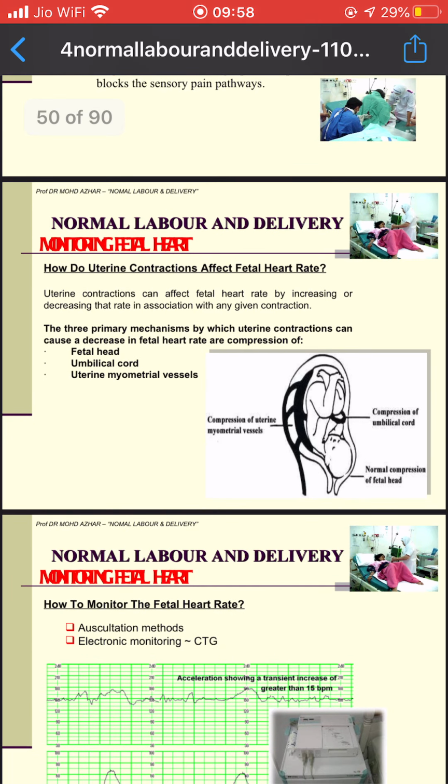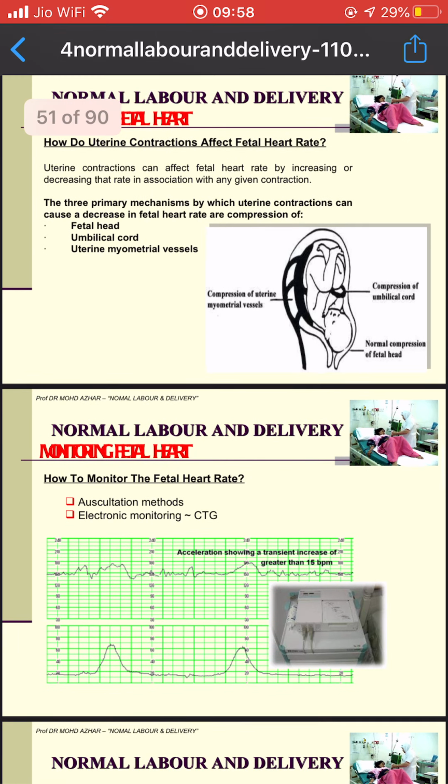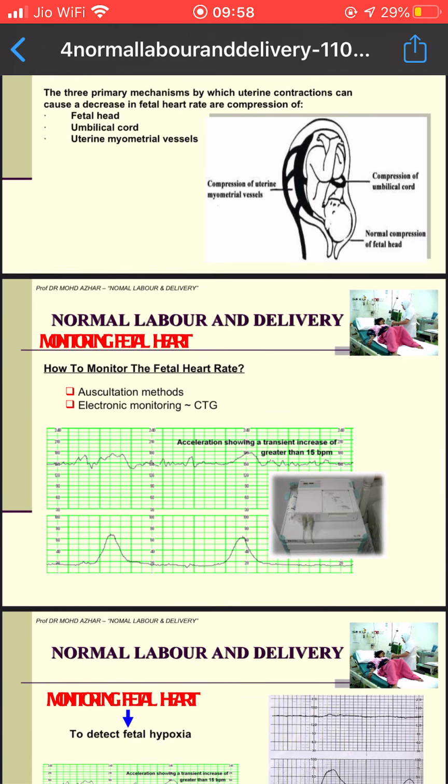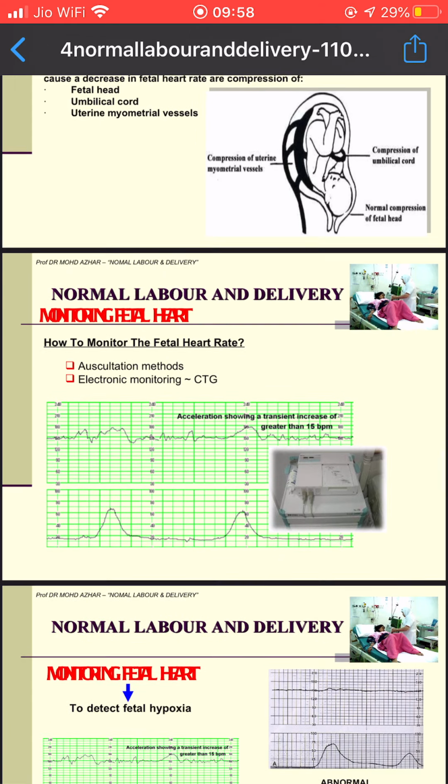Monitoring the FHS. FHS is fetal heart sound. How do uterine contractions affect fetal heart rate? Uterine contractions can affect the fetal heart rate by increasing or decreasing that rate in association with any given contraction. The three primary mechanisms by which uterine contractions can cause a decrease in fetal heart rate are compression of the fetal head, the umbilical cord, and uterine myometrial vessels.